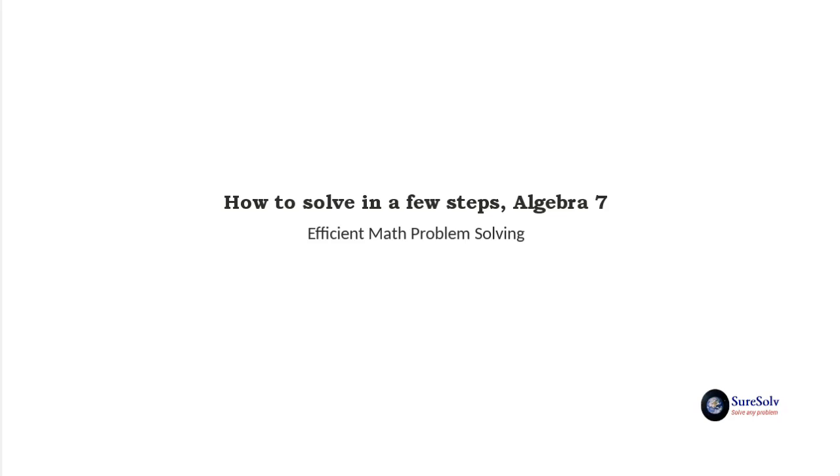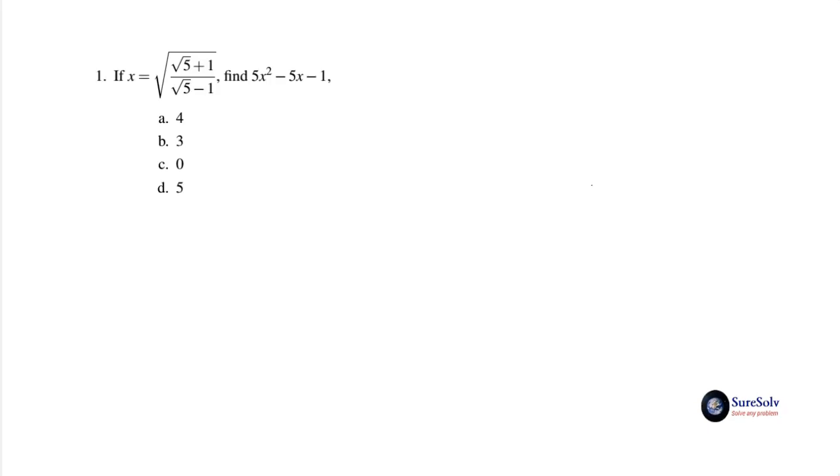Let's start solving. The first problem states, if x equal to root of (root 5 plus 1) divided by (root 5 minus 1), find 5x squared minus 5x minus 1. Option A 4, option B 3, option C 0 and option D 5.